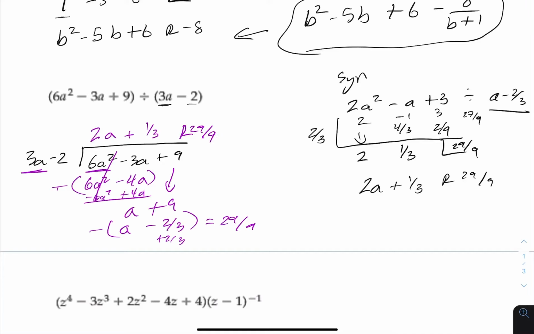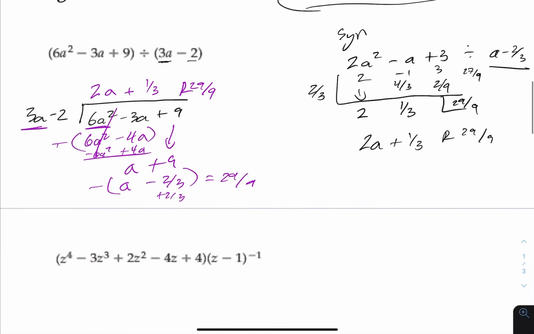So again, no matter which, it works both ways. No matter which way you do it, you end up with the same answer. So sometimes it just looks ugly.